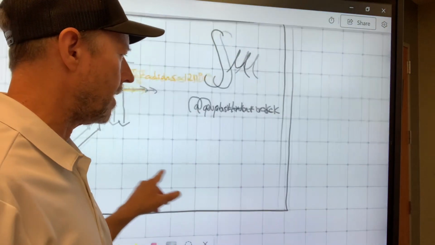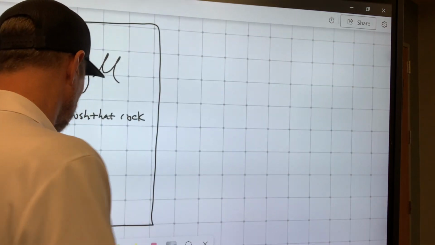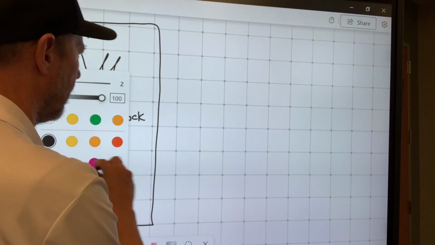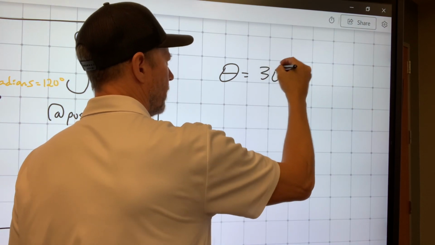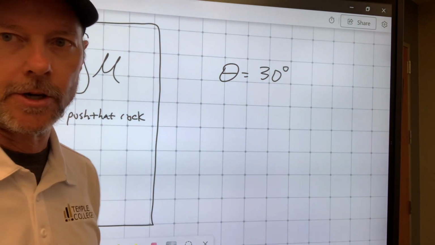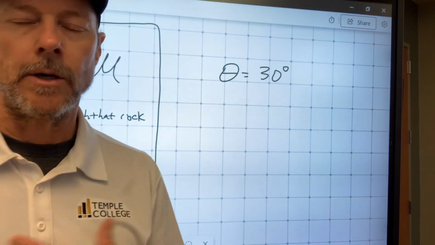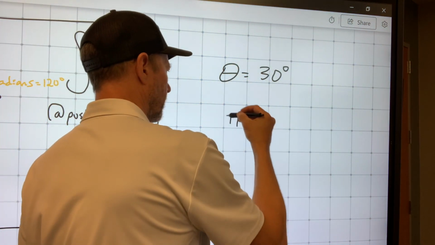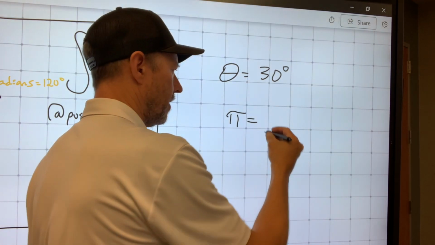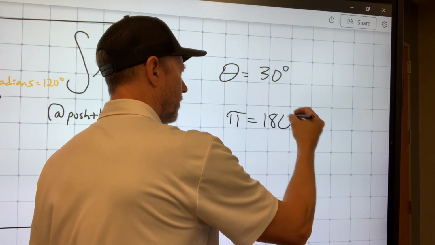So let's say you have an angle and you know it measures, say, 30 degrees, and you want to convert to radians. Well, you can just use the conversion factor. So we know that pi, this is the conversion factor, is equivalent to 180 degrees.